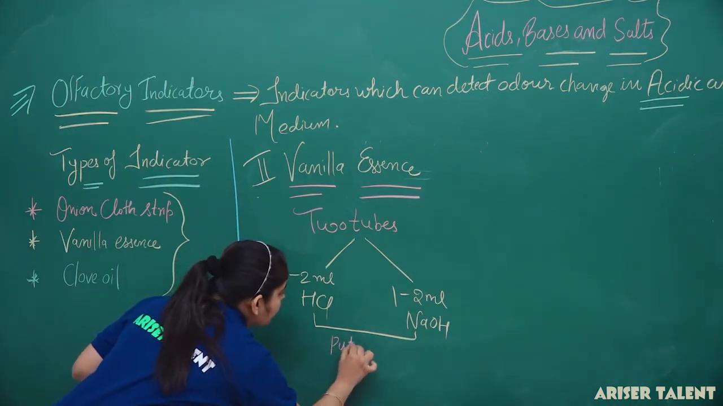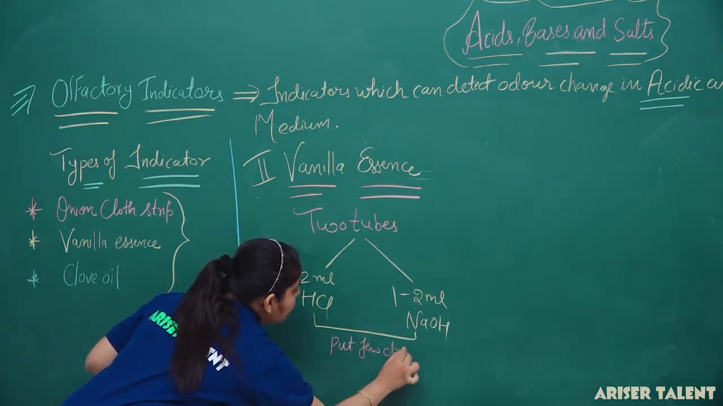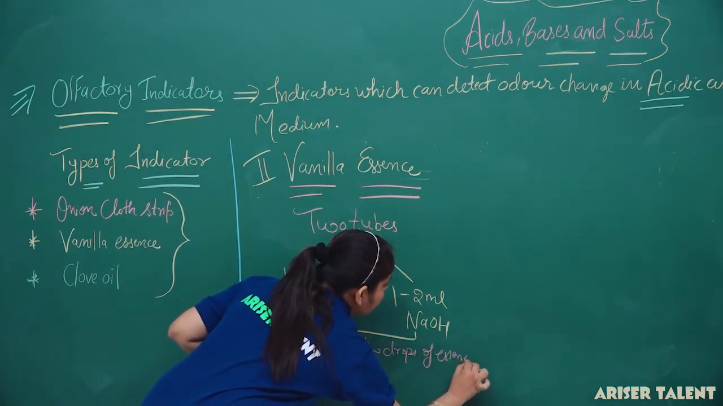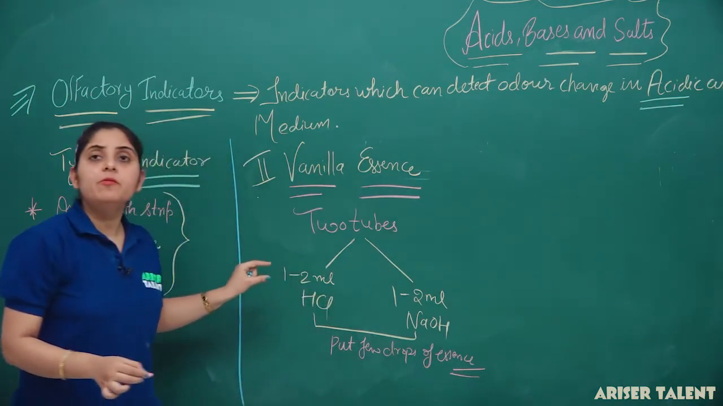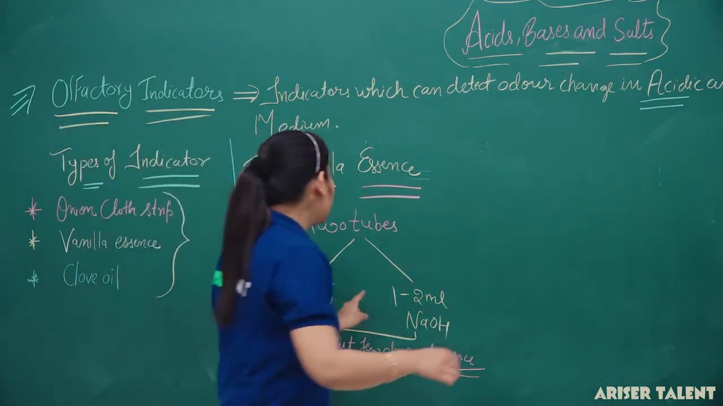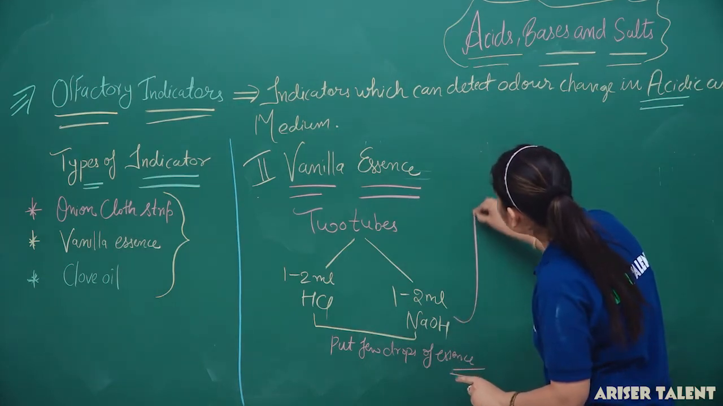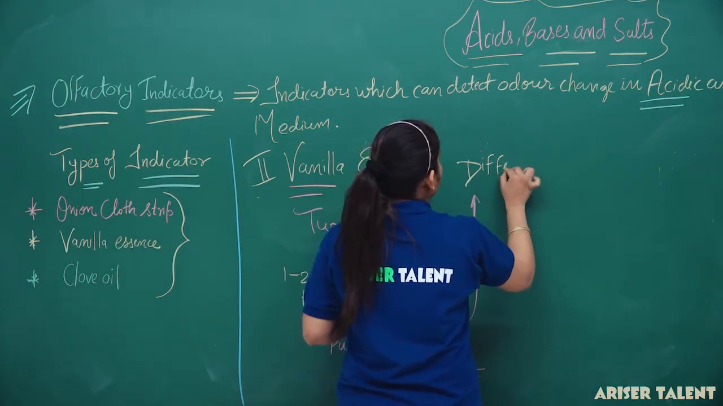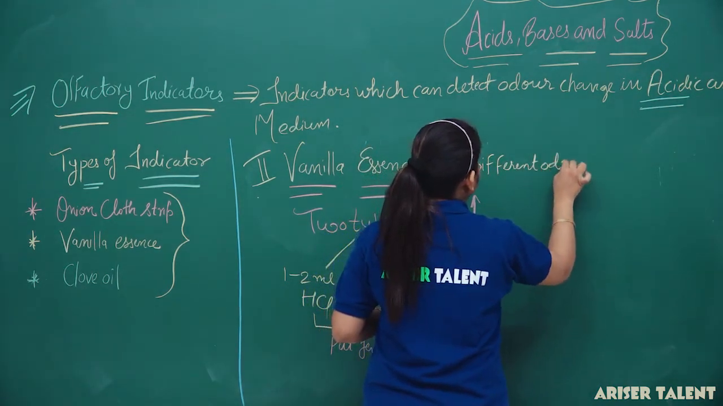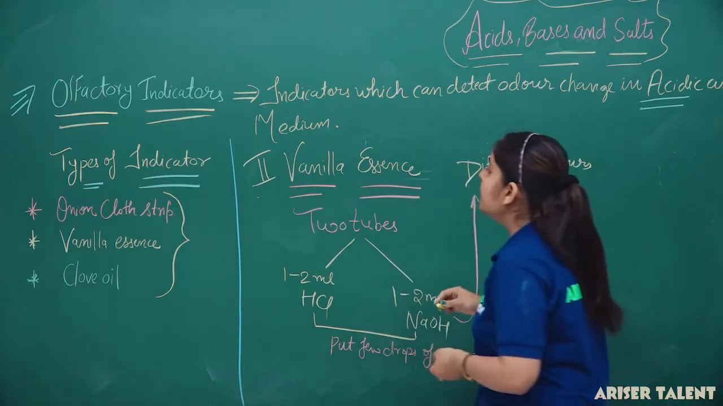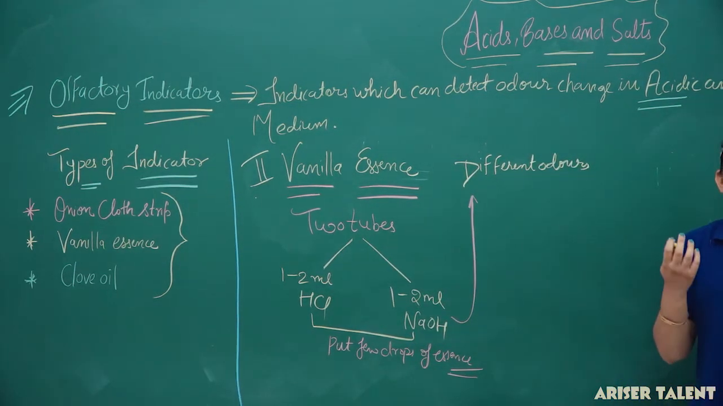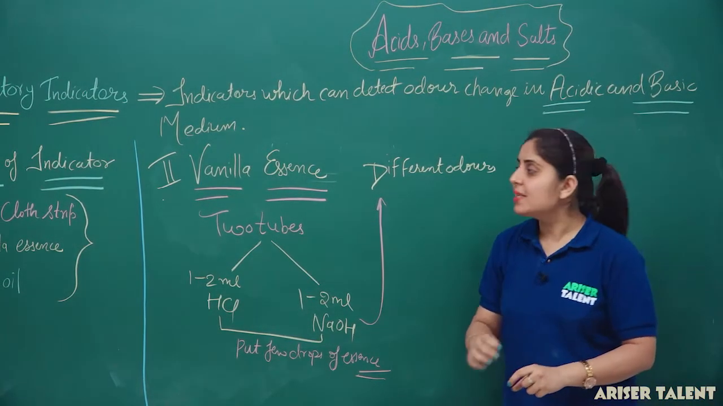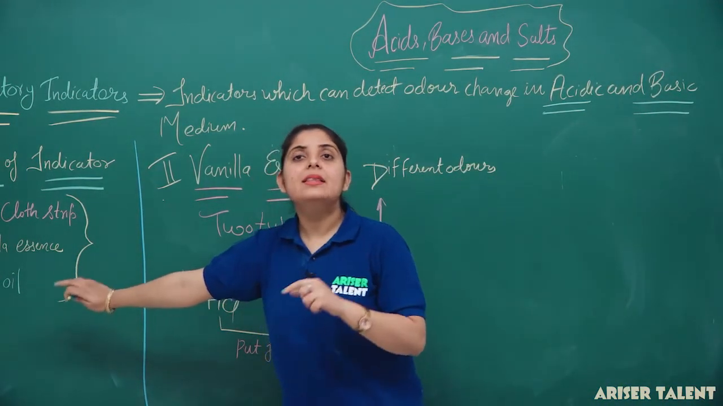Put few drops of essence. Now after putting few drops of essence, what we will observe is that in both the cases there will be different odors. So the different odors can be easily understood by us, that the first category is acid and the second category is base. Now we are on our last topic, that is clove oil.